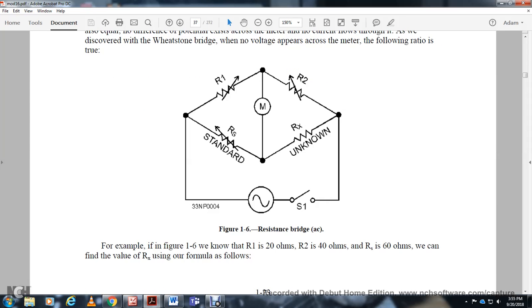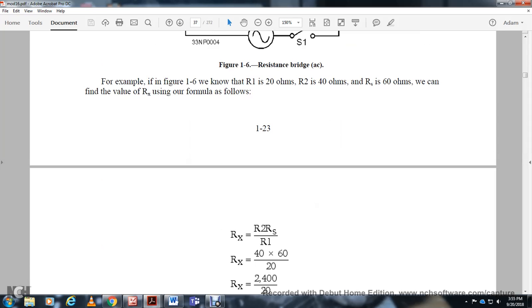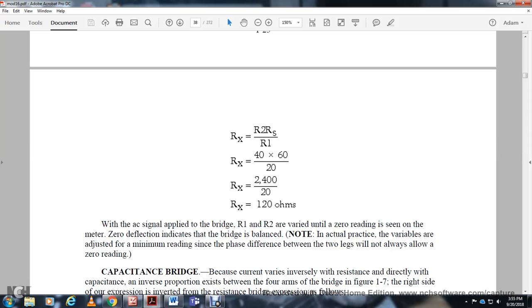For example, in figure 16, resistor 1 is 20 ohms, resistor 2 is 40 ohms, and resistor S is 60 ohms. You can find the value of resistor X using the following formula: RX is equal to R2 times RS over R1. RX is equal to 40 times 60 over 20, 2400 over 20, which is equal to 120 ohms. When the AC signal is applied to the bridge, resistor 1 and resistor 2 vary until the meter reads zero. The zero deflection means the bridge is balanced.